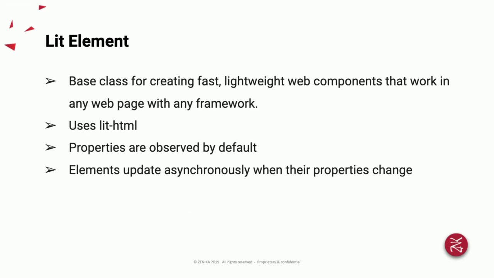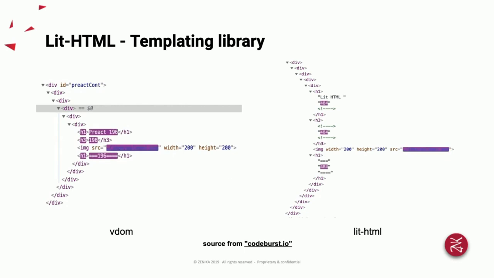Lit element is basically just a base class for creating fast, lightweight web components that work in any web page without any framework. It uses lit-html, properties are observed by default, and elements update asynchronously when their properties change. So we can think of lit element as an enhancement or an improved version of the HTMLElement. Lit-html is the templating library that we are going to use later on.